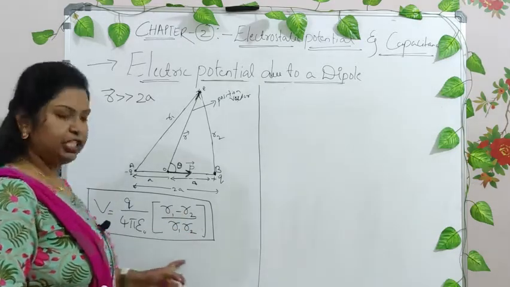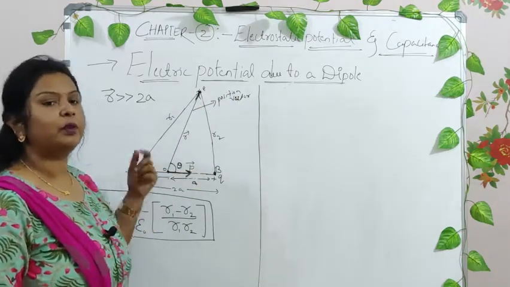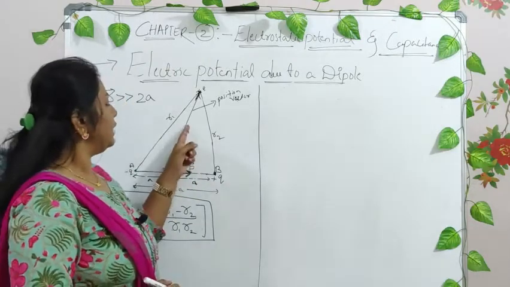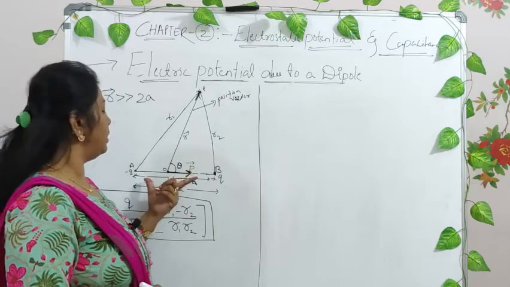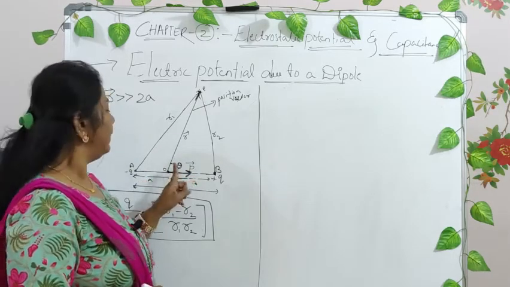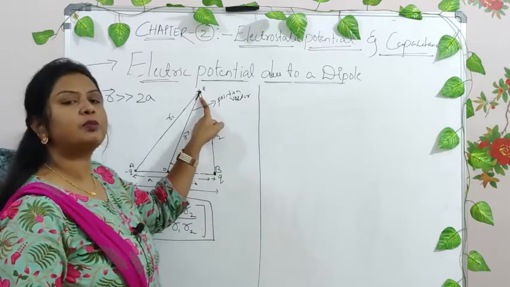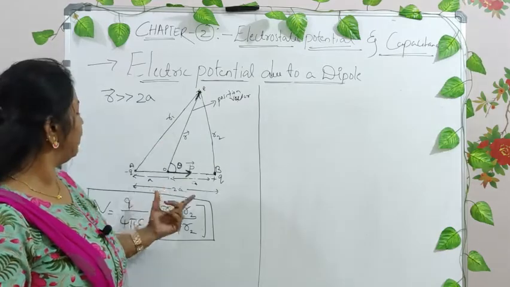Now this is the potential at this particular point P due to the electric dipole, right? If you remember, I told you the distance from this origin O, which is the midpoint of the dipole. And this R is a position vector of this particular point P. Now this R is so large when compared to 2A.